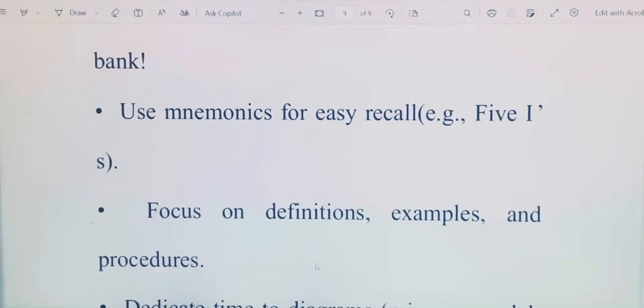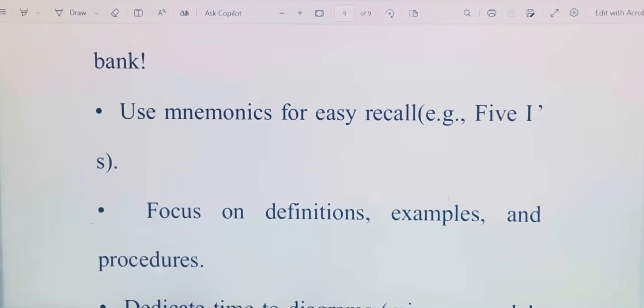Now focus on definitions very well, examples and procedures. Know how to define different terms. Focus on examples of different things. Remember, we talked about media, classification of media, and the different examples of bacteria that can be cultured in that media. You should know the examples of virtually every concept in this course.